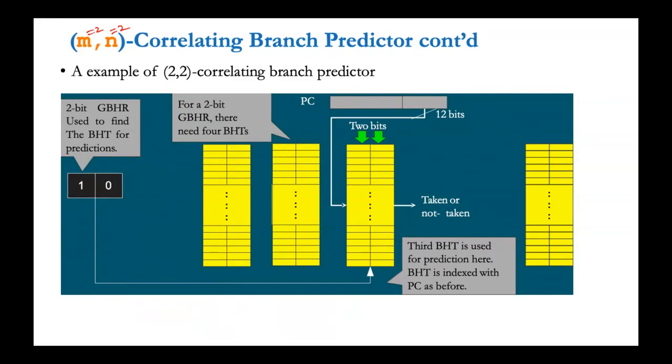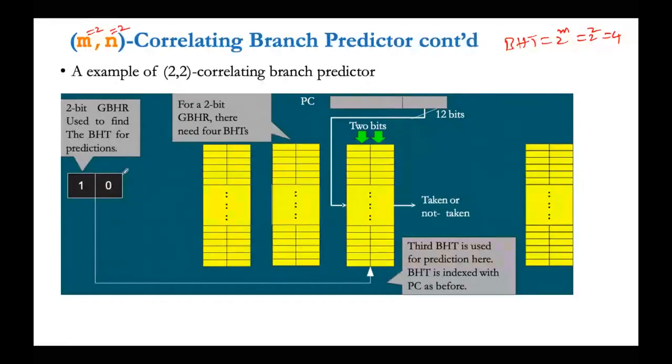Perfect. So 2 to the power of 2 will give 4. Correct. Good answer. So M equal to 2 means the branch history tables number 2 to the power of M, that is 2 to the power of 2, equal to 4 history tables will be there. Which table should be taken or not should be maintained by your branch history table.